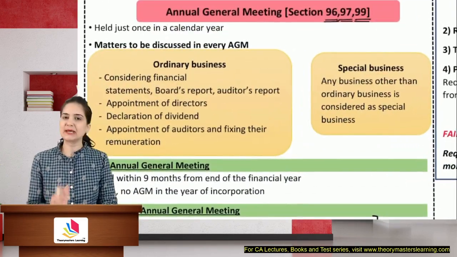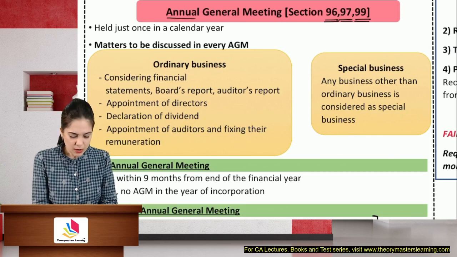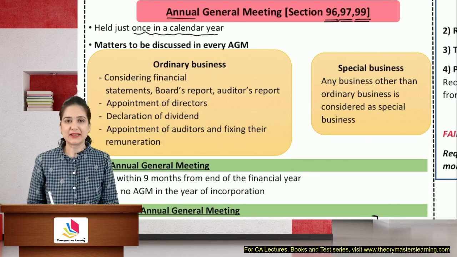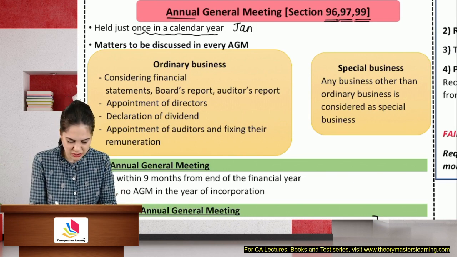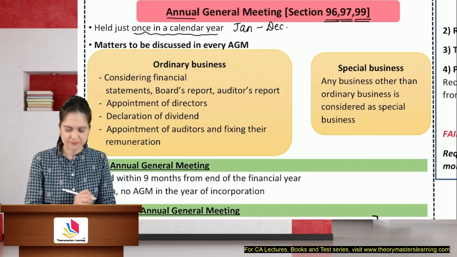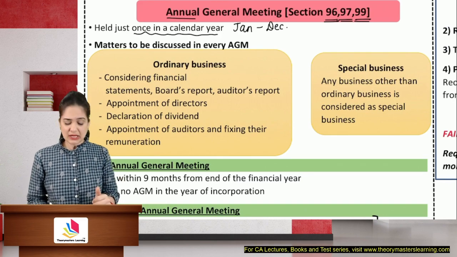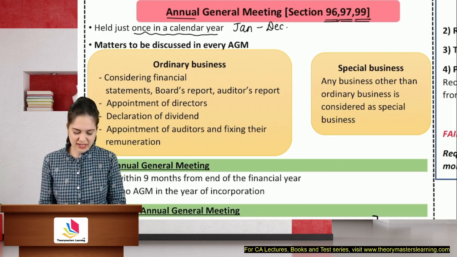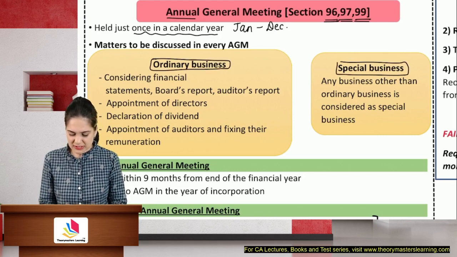As the name suggests, annual means this is the meeting which is held once in every calendar year. It is not financial year, it is calendar year. Calendar year means once between January to December. All right, what is discussed in the annual general meeting? Why do we call it? There are two businesses which we discuss in the annual general meeting. One is the ordinary business and the other is special business.